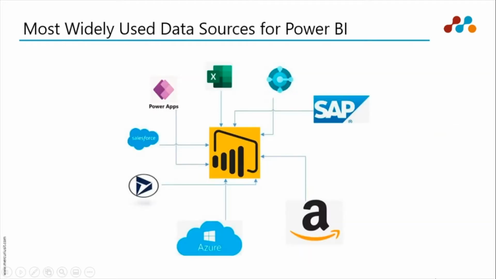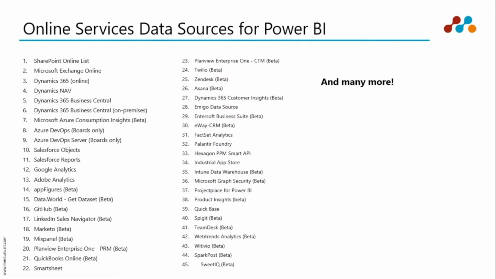Now, these are the most widely used data sources for Power BI. We have Excel sheets, mostly used. We have Dynamics 365, which is a common connector, Salesforce, Azure, Amazon, Business Central, and so on and so forth. It's a pretty big list. This slide just lists out the data connectors or data sources for Power BI. We have data sources like Google Analytics and Adobe Analytics that Power BI can connect to. This is not an exhaustive list. There are many more data sources that Power BI can connect to.